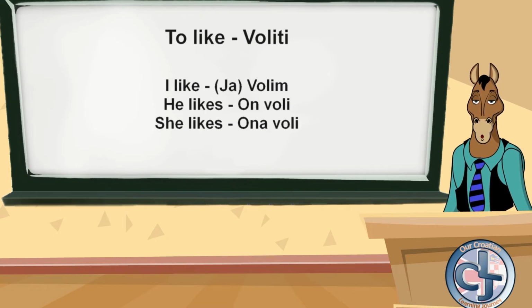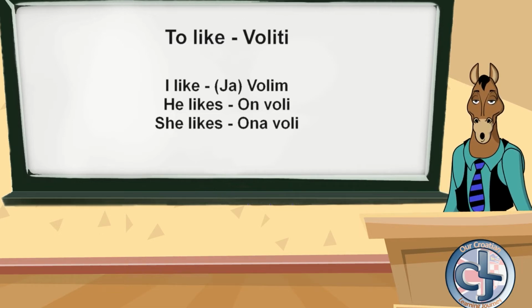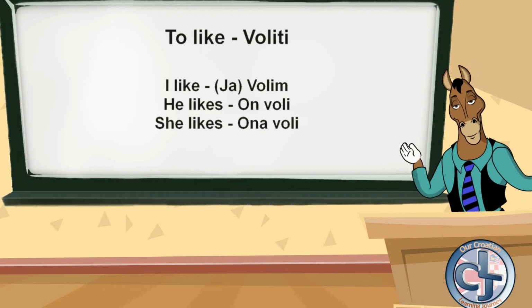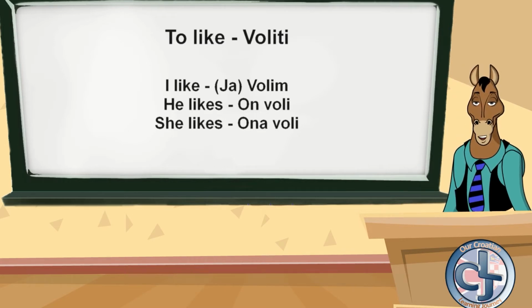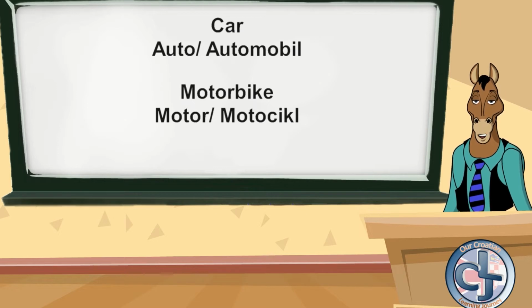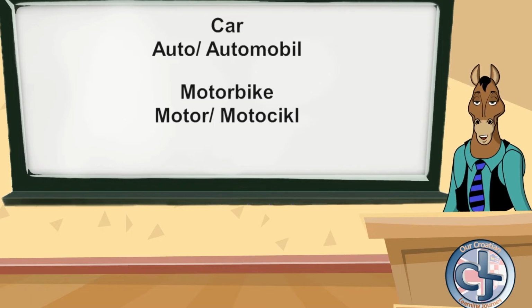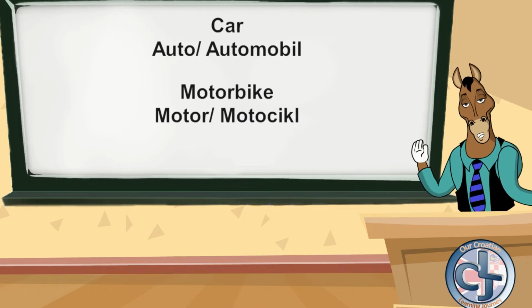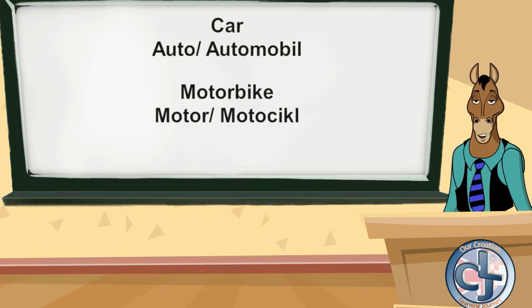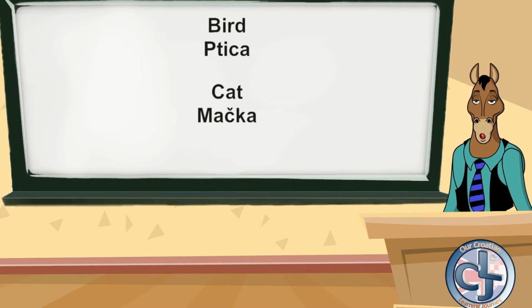The verb voliti, or to like, follows a similar pattern. I like is ja volim, or just volim. He likes is on voli, and she likes is ona voli. Car and motorbike are similar to English and both have short and long forms. Car is auto or automobil, and motorbike is motor or motorcykel. The word for bird is ptica and cat is mačka.